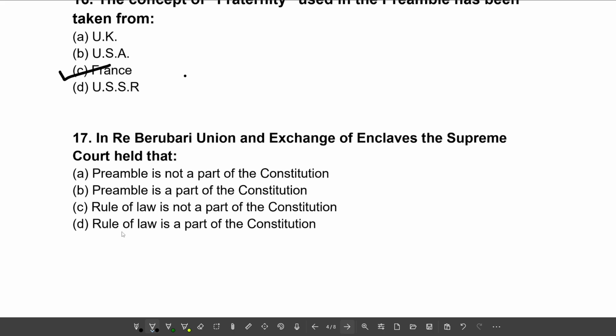Next question. In the Berubari Union case, the Supreme Court held that option A, the Preamble is not a part of the Constitution. Option B, the Preamble is a part of the Constitution. Option C, rule of law is not a part of the Constitution. Option D, rule of law is a part of the Constitution. So the correct option will be option A, the Preamble is not a part of the Constitution.